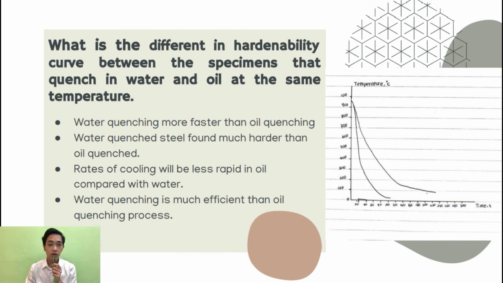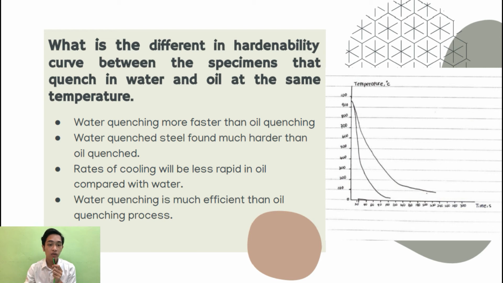Question number 4. Okay, question number 4 is: discuss the difference in hardenability curve between the specimens that are quenched in water and oil at the same temperature. The answer is, water and oil quenching both are useful for hardening the steel. Water quenching is mostly used for low alloy steel that requires a rapid quench for hardening. It is faster than oil quenching.